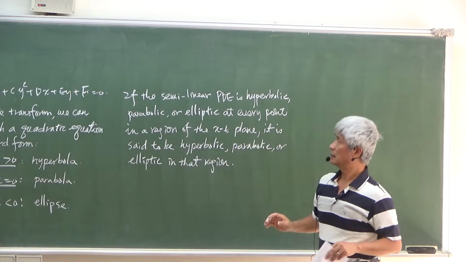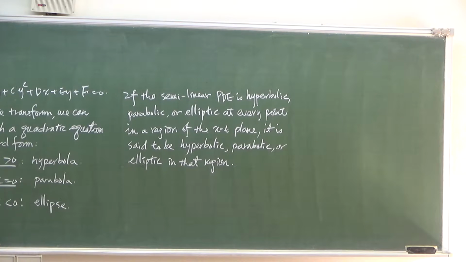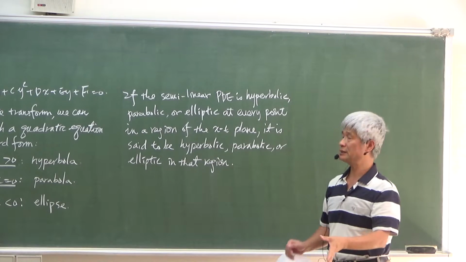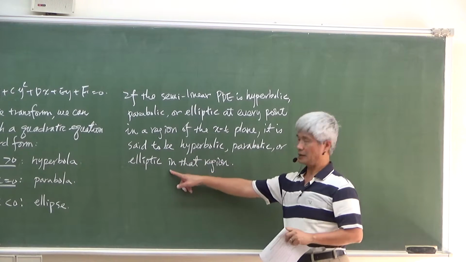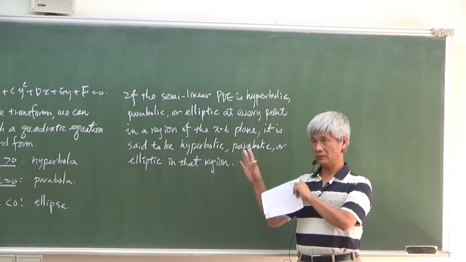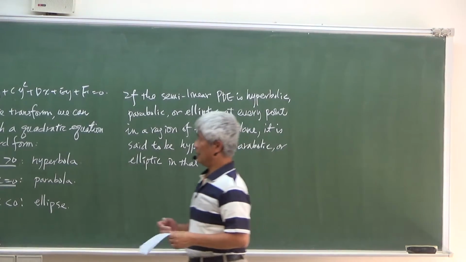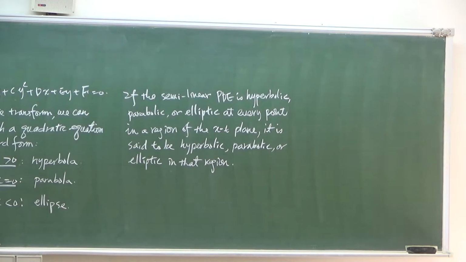So a semi-linear PDE sometimes is hyperbolic in some region. Sometimes it is parabolic in another region, and it is elliptic in other regions, right? And this is because b squared minus 4ac is a function of x and t. So the value has to change.